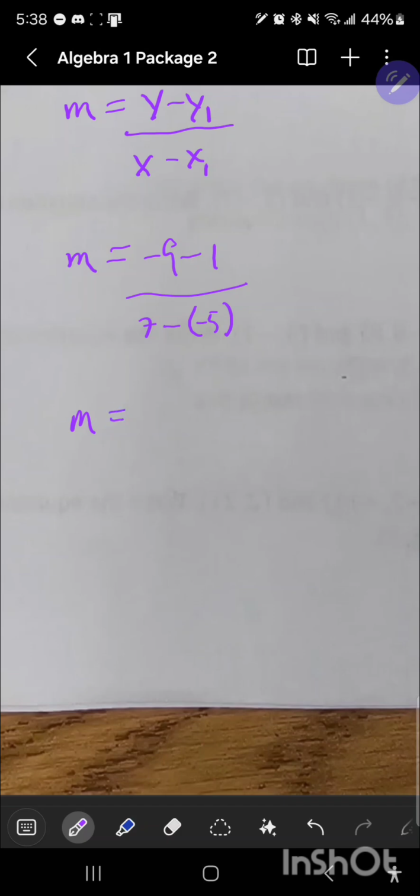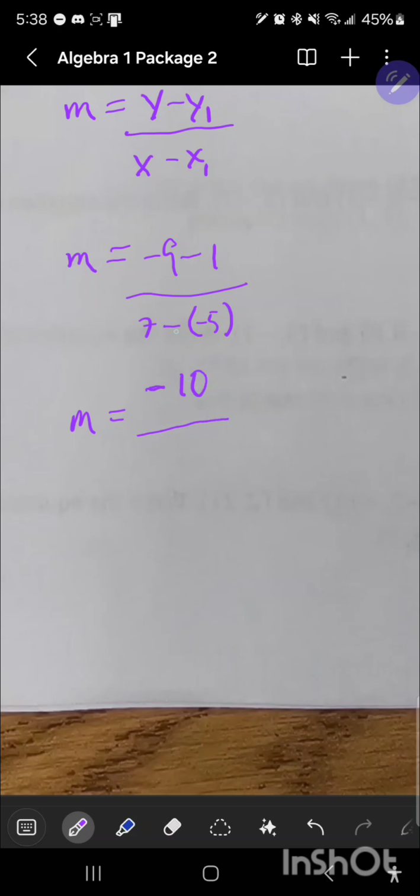Now, negative 9 minus 1: they have the same sign. So we keep the sign and add them together. Subtracting, adding, it doesn't matter, they have the same sign. We add them together and we keep the sign. So this is going to be negative 10. 9 plus 1 is 10.